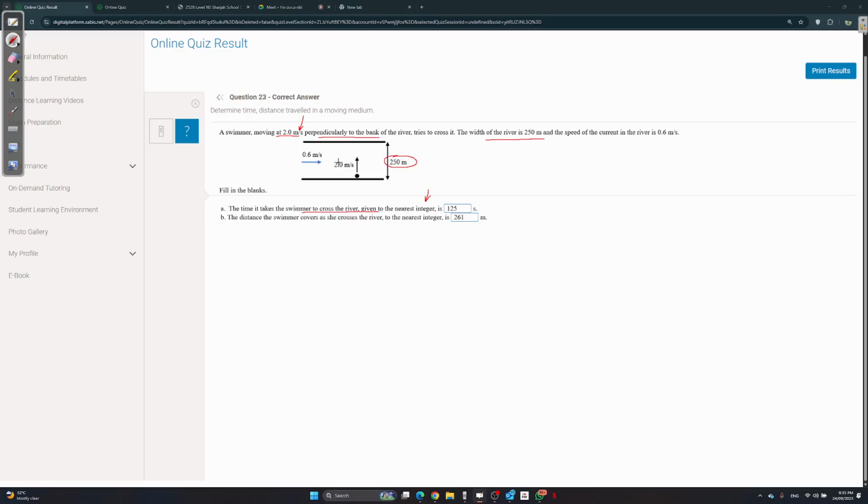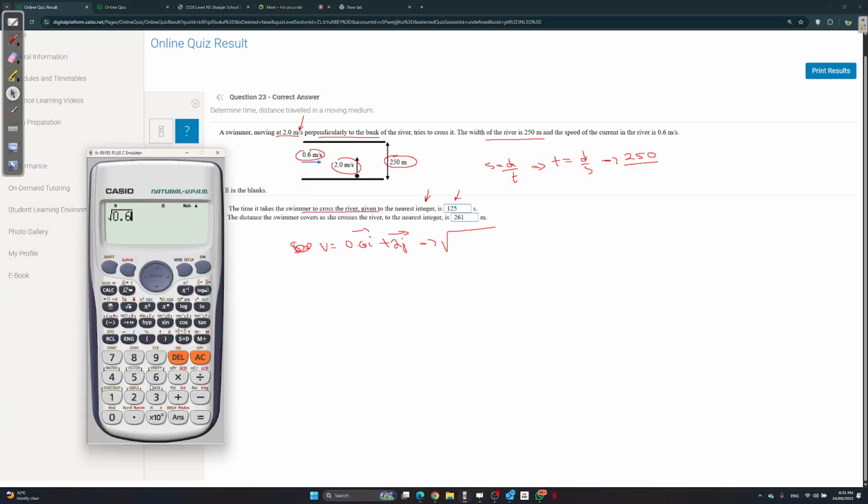Type. We have a distance, we have some sort of speed, and we want time. So speed is equal to distance over time, so time is equal to distance divided by the speed. The distance is 250 meters. The speed is a vector. We've got to figure out what the speed is. The v is 0.6i plus 2j, right? We need to find the magnitude, so it's the radical of 0.6 squared plus 2 squared, which is about 2.1, so 250 over 2.1, and you get approximately 125. Nice and easy.